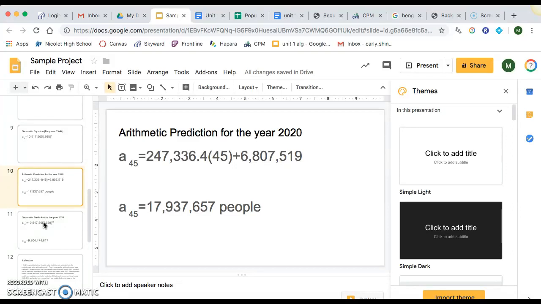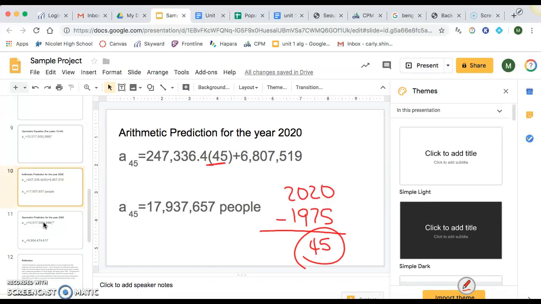Because I started my equation from 1975, 2020 is 45 years after 1975. So that's why I plugged in 45 here, right? 2020 minus 1975 would give me 45, if I can do math correctly. So that's what I would plug in, and that's going to give you a prediction for your scenario.